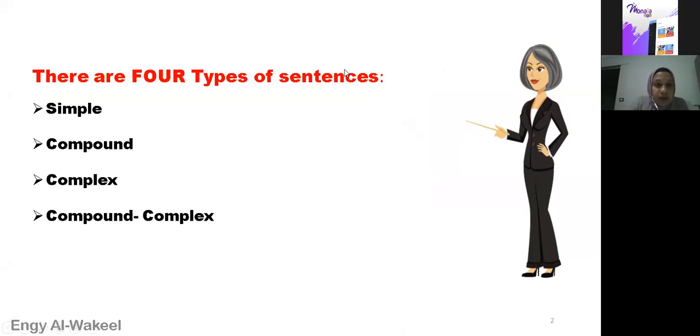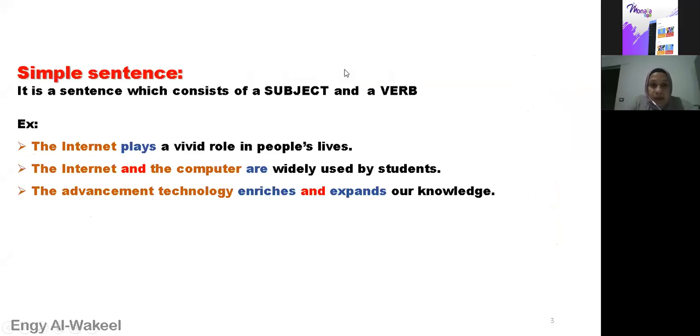So how can I know that my sentence is just a simple one? It has a subject and a verb. But actually some simple sentences have more than one subject. How? And so now it's still simple? Yes. And also, if you have two verbs, it's still a simple one. How? Let's see these examples together.